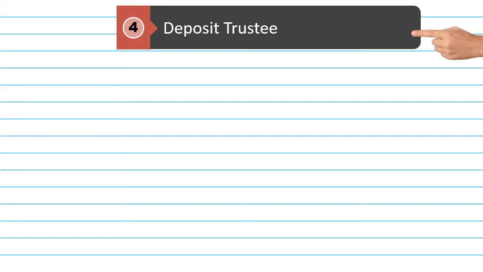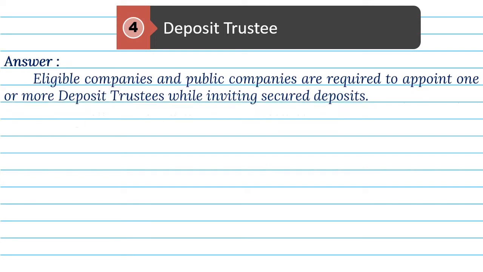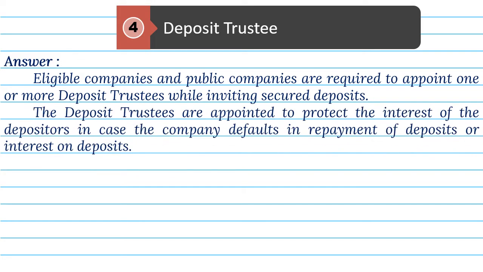4. Deposit trustee. Answer. Eligible companies and public companies are required to appoint one or more deposit trustees while inviting secured deposits. The deposit trustees are appointed to protect the interest of the depositors in case the company defaults in repayment of deposits or interest on deposits.